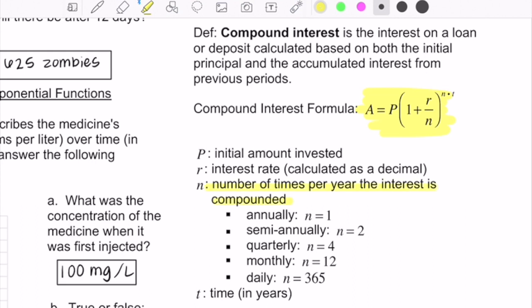So if n equals 1, that means that it happens once each year. If n equals 2, that means that it happens twice each year. But oftentimes in the word problems, you'll see the words quarterly, monthly, daily. So it's important to think about it as how many times per year is it happening. And then lastly, t stands for the time in years of the investment.